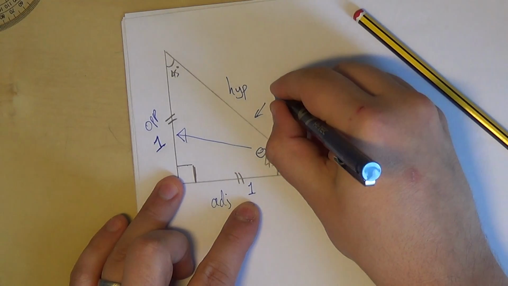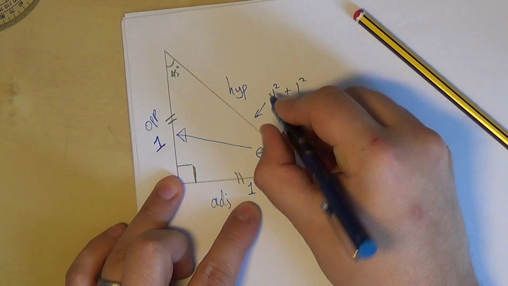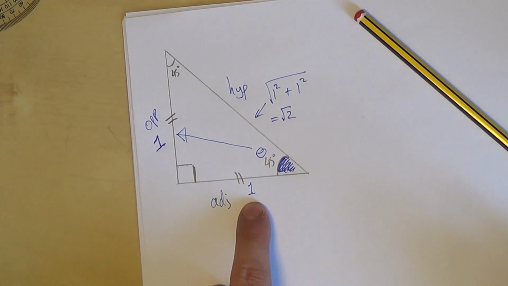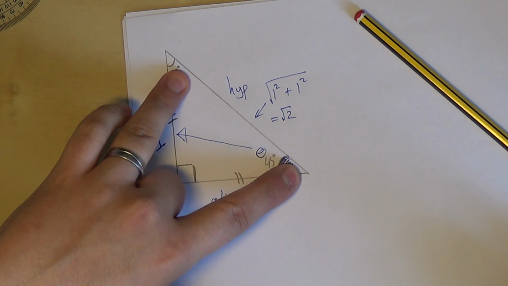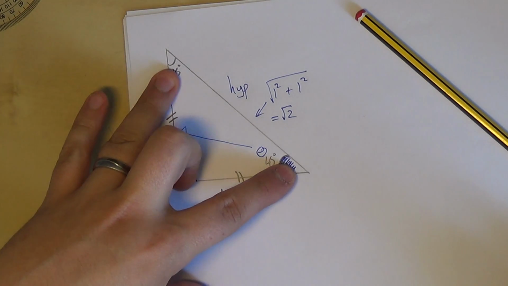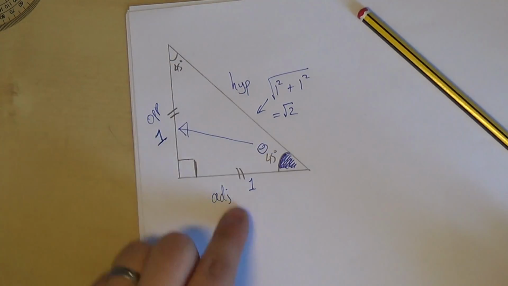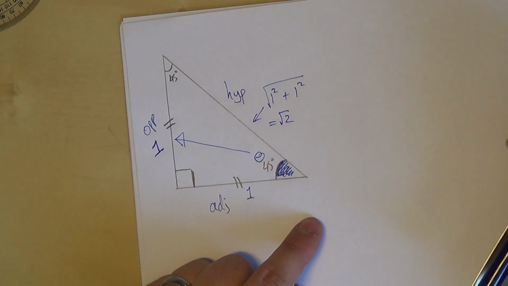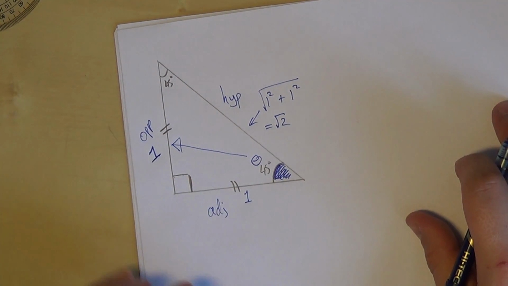Well, bit of Pythagoras, 1 squared plus 1 squared rooted gives us root 2. So if this was 1 kilometre long, that would be root 2 kilometres long. If this was 1 inch long, that would be root 2 inches long. It doesn't matter what the unit is, we can scale up and down as appropriate. So, we can very simply therefore work out some things to do with 45 degrees.